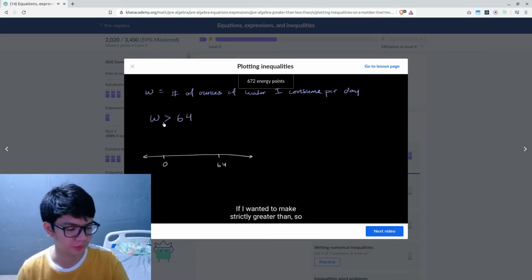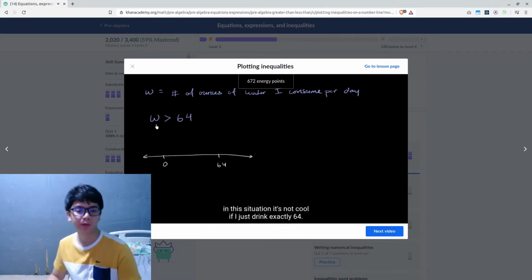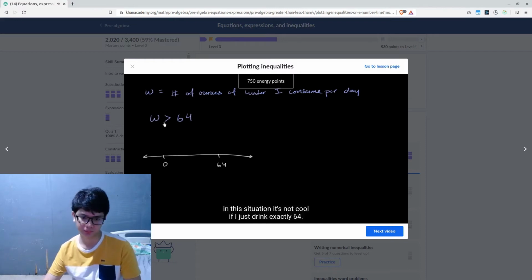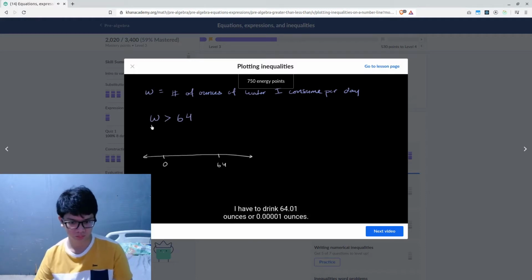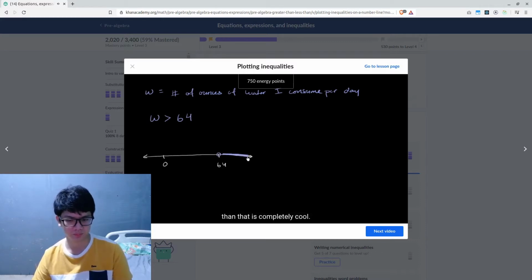If I wanted to make it strictly greater than, so in this situation, it's not cool if I just drink exactly 64. That 64 is not greater than 64. I have to drink 64.01 ounces or 64.0001 ounces. It has to be something that is greater than 64. So I'm not going to include 64, but anything greater than that is completely cool.